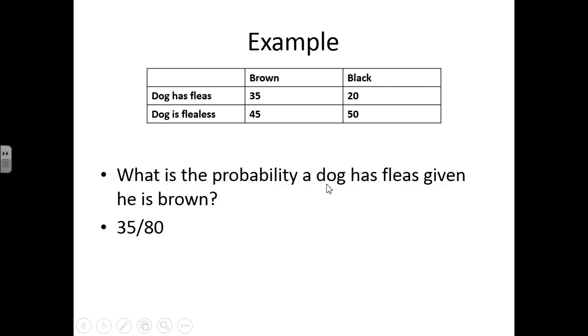Suppose we want to say dogs have fleas, dogs do not have fleas, brown dogs and black dogs. What's the probability that a dog has fleas given that he's brown? So we're only interested in these 80 dogs here. Out of these 80 dogs, because it's given that the dog is brown, 35 have fleas. So 35 out of 80 is the probability that the dog has fleas given that he is brown.